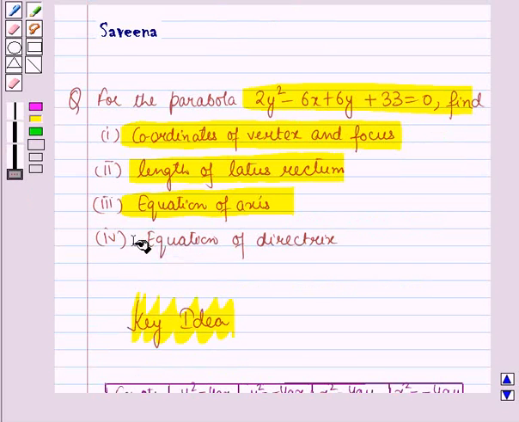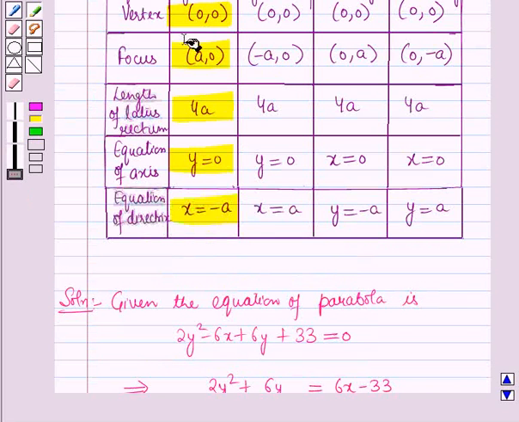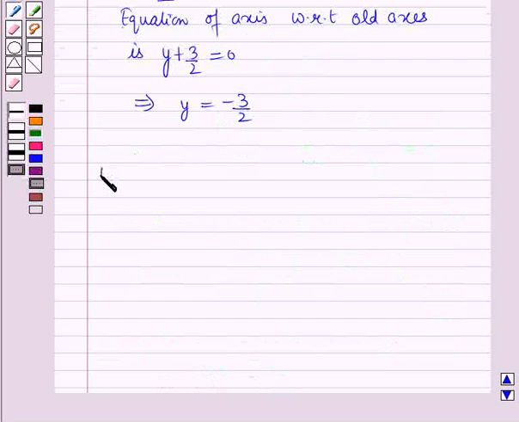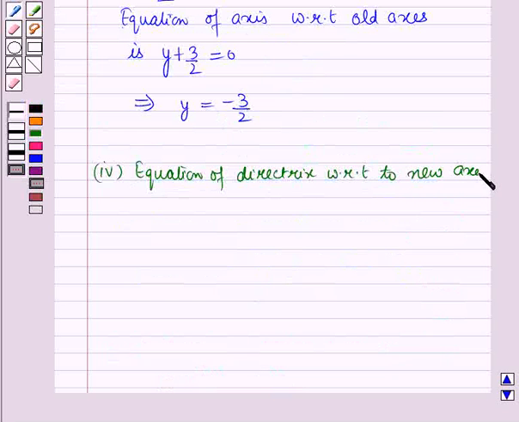Now in the next part we have to find the equation of directrix. Now using this result which is given in the key idea, for this parabola, the equation of directrix with respect to the new axis is capital X is equal to minus a. That is, capital X is equal to, now a is 3 by 4, so it will be minus 3 by 4.